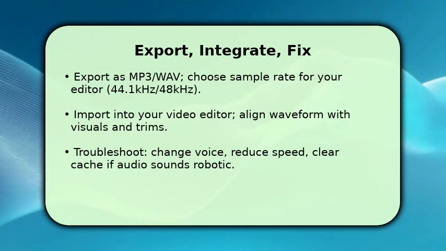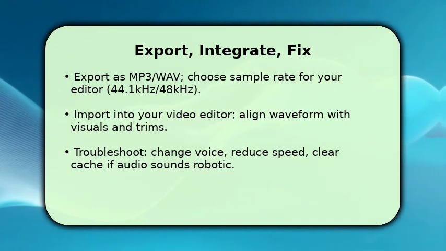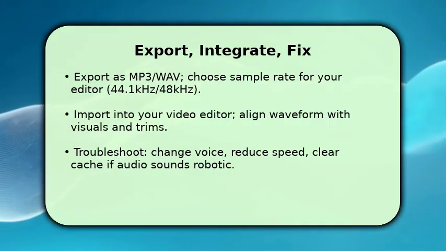Finish by exporting the audio and integrating it with your project. Choose MP3 or WAV and a 44.1 kHz or 48 kHz sample rate depending on your editor. Export with normalization off if you plan to mix. Then import to your video timeline, align the waveform to cuts, and trim any lead-in silence.